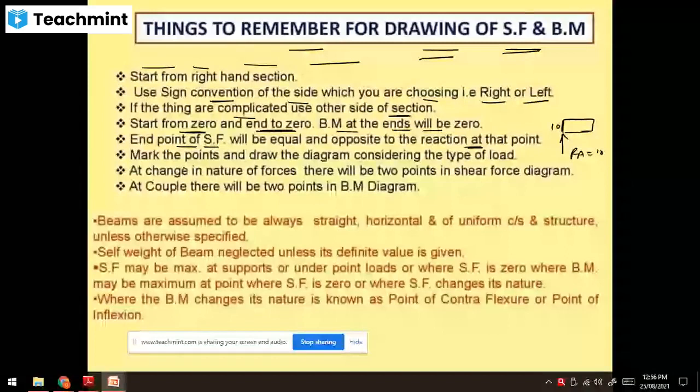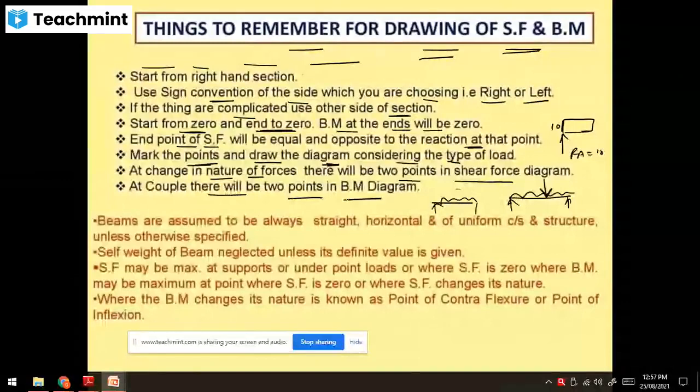Okay. Draw the diagram considering the type of load. Depending upon the type of load, mark the points and draw the diagrams. At the change in the nature of the force, there will be 2 points in the shear force diagram, whether a UDL is there, or a point load is there. So there are 2 points, up and down. At a couple, there will be 2 points in the bending moment.